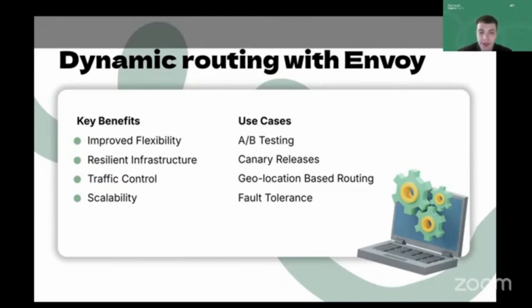The third one is geolocation-based routing. For example, route users to region-specific services dynamically based on user location. For example, a user from one country goes to the specific backend in this specific country. The other users from the other country use the other backend. And the last one is fault tolerance. We want to dynamically reroute traffic during service failures to healthy instances in real time.